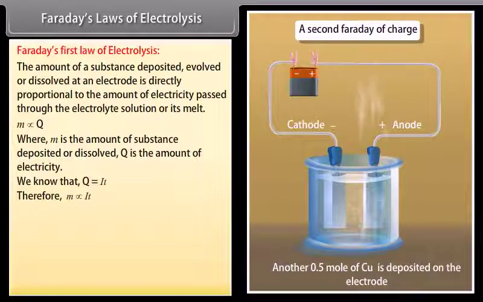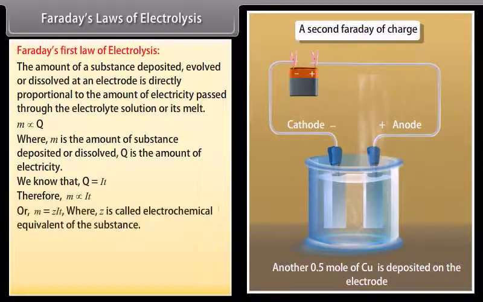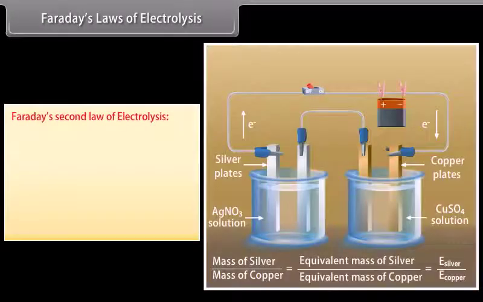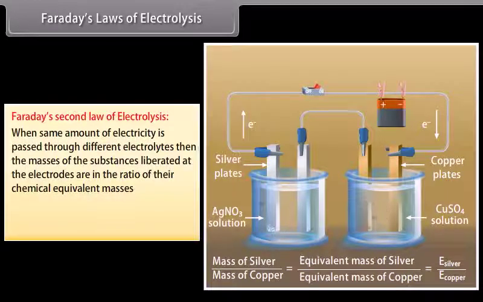We know that Q is equal to It. Therefore, M is directly proportional to It. It can be written as M is equal to Zit, where Z is called electrochemical equivalent of the substance. Z is defined as the amount of the substance deposited or dissolved by passing 1 coulomb of electricity through the electrolyte melt or solution. Faraday's second law of electrolysis. When the same amount of electricity is passed through different electrolytes, then the masses of the substances liberated at the electrodes are in the ratio of their chemical equivalent masses.